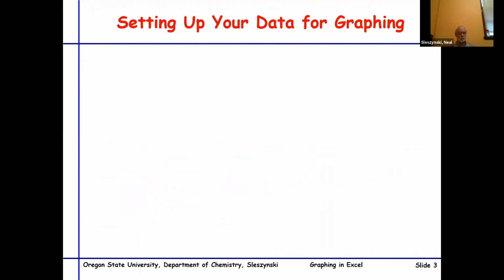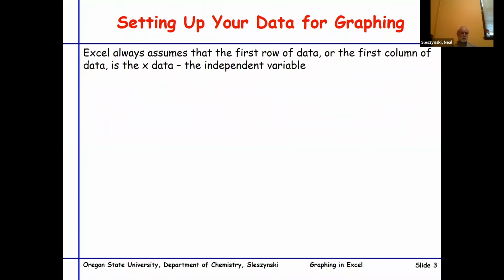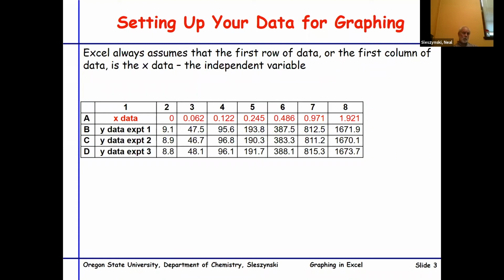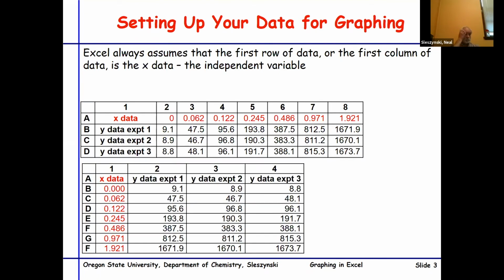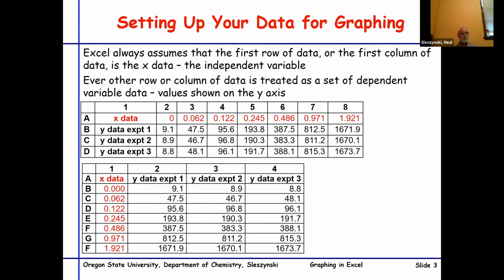When you're setting up data in Excel for graphing, it's important to understand that Excel always assumes that the first row of data or the first column of data is the X data, the independent variable. So if we have our data arranged in rows, it will assume that the first row is X data, and every row after that is a different set of Y data to be graphed against the one set of X data. If the data is arranged in columns, it will always assume that the first column is your X data and every other column after that is the Y data.